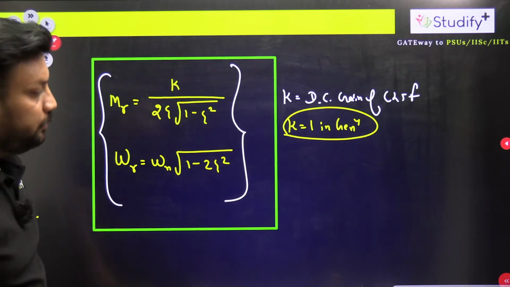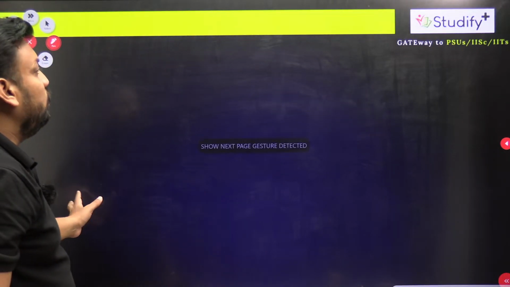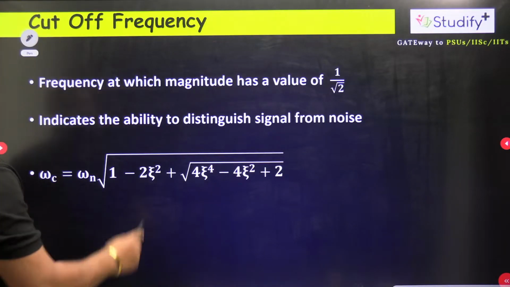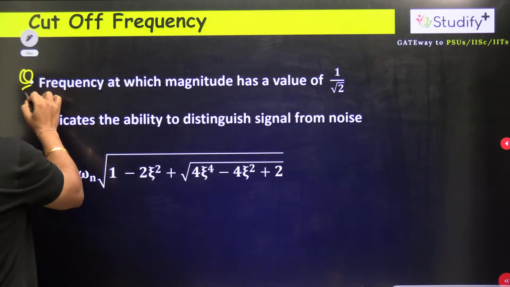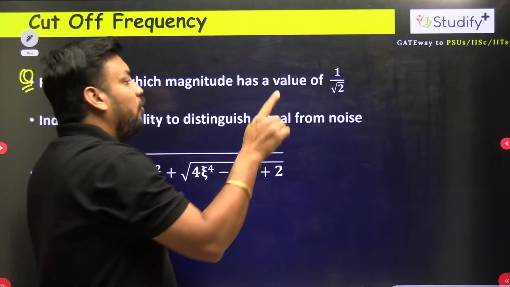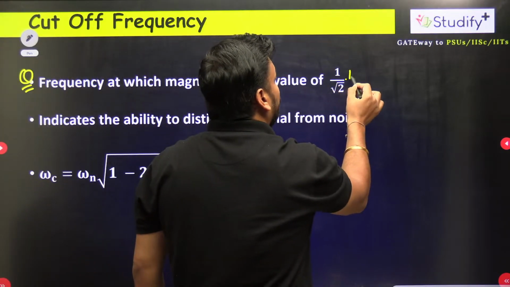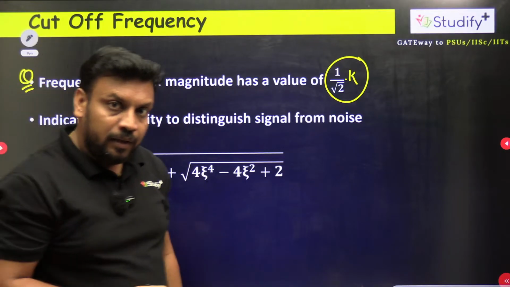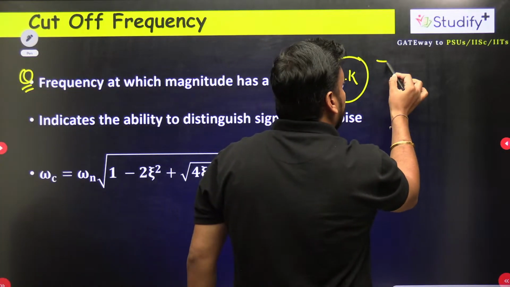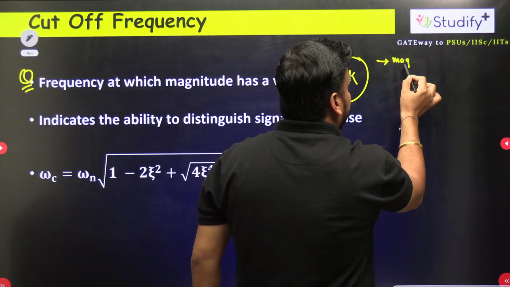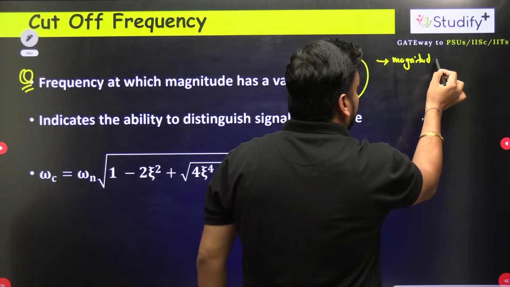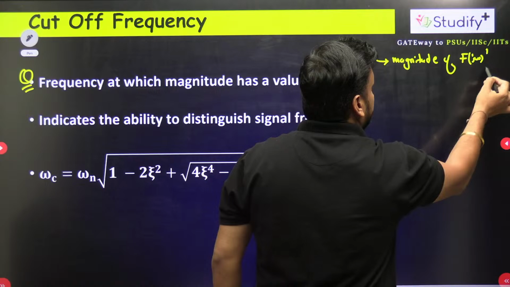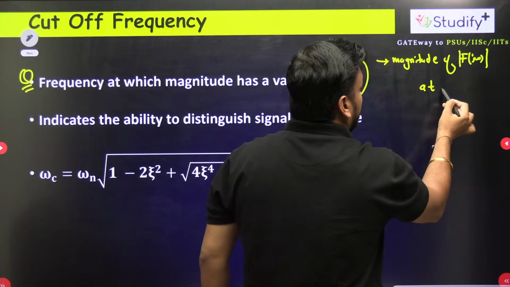Yes, sir, clear. So now we should write the cutoff frequency. What is the cutoff frequency? It is the frequency at which the magnitude has a value of 1 by root 2 multiple of k, where k is the magnitude of F(j omega) at omega equal to 0.